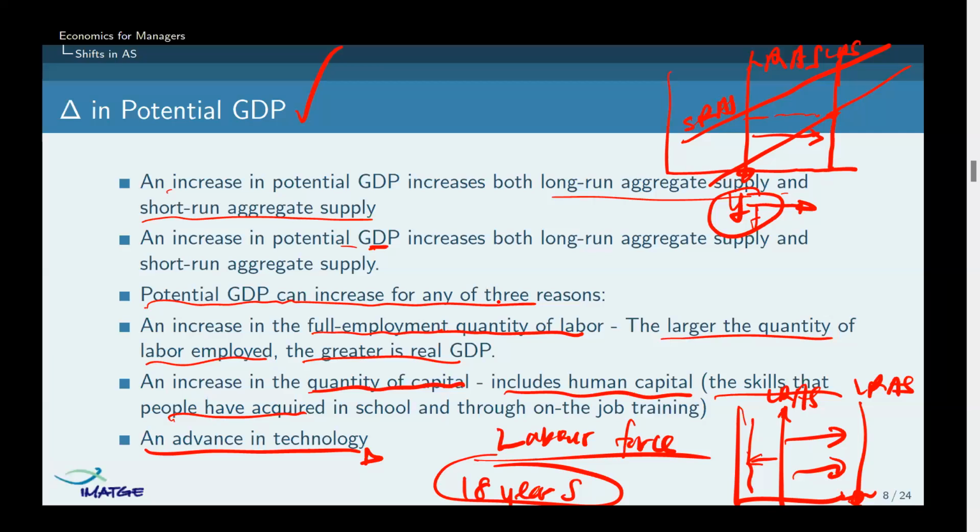So these are some of the factors that can cause potential GDP to increase. But remember, when potential GDP increases in the economy, it doesn't materialize following a shift of the long run aggregate supply alone. They move together with what? The long run aggregate supply and the short run aggregate supply curve.